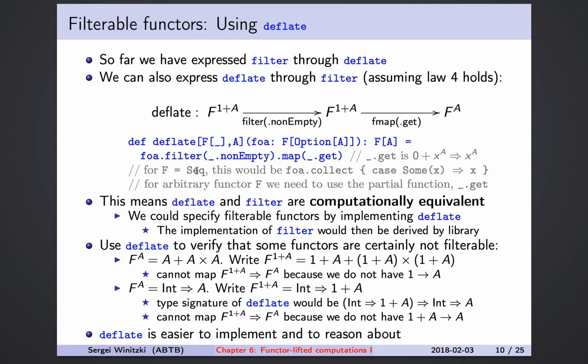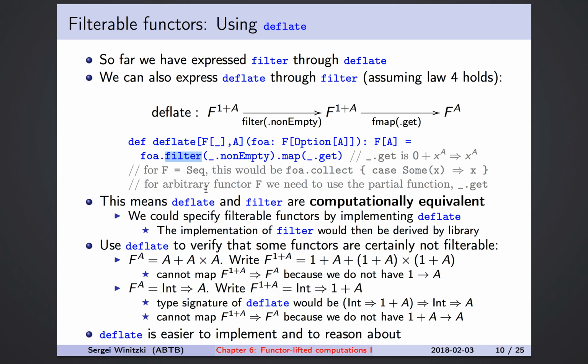Now in Scala code, if this were a sequence, I would have used the collect function and written the code like this. The collect function is functionally equivalent to this on sequences. But for arbitrary functor f, not necessarily having the collect method, we can just use the partial function. It's safe because of the filter property 4. So if law 4 holds, then we can define deflate through filter.